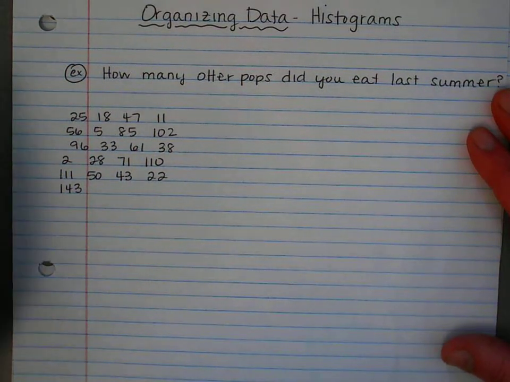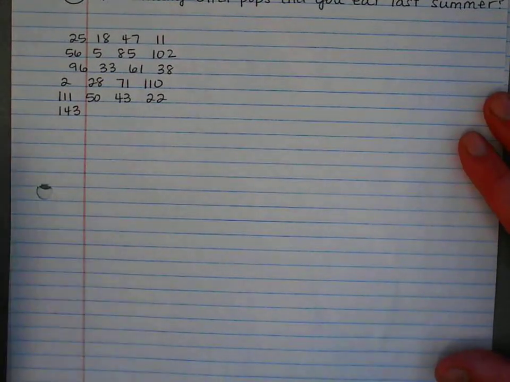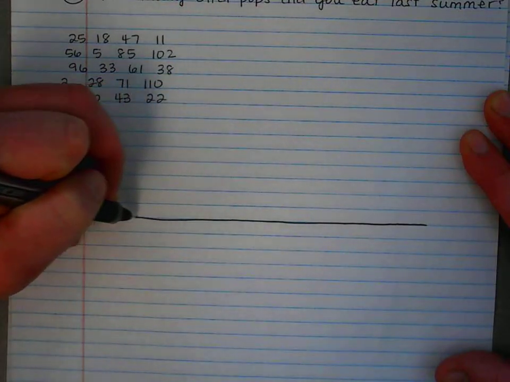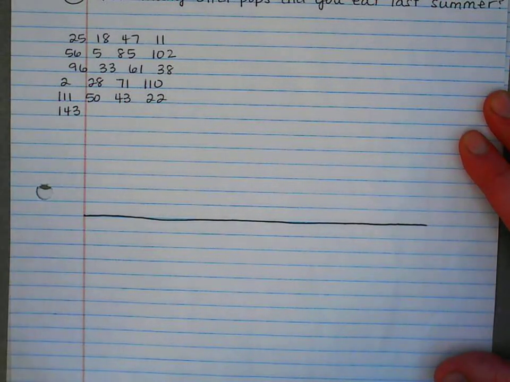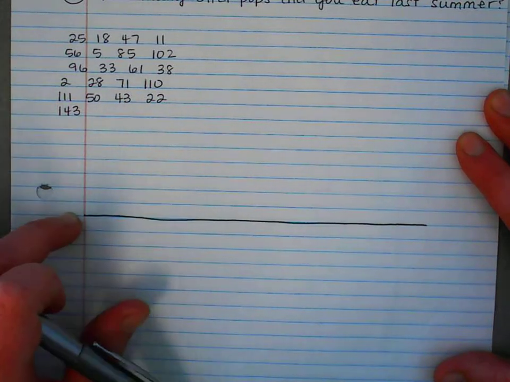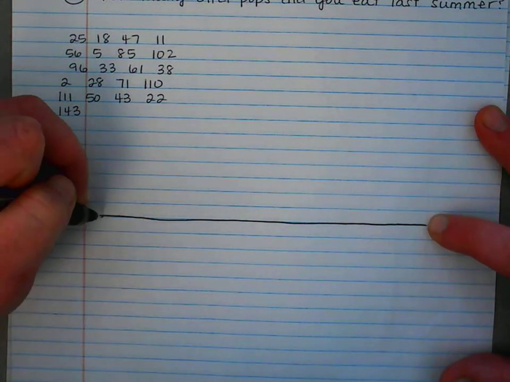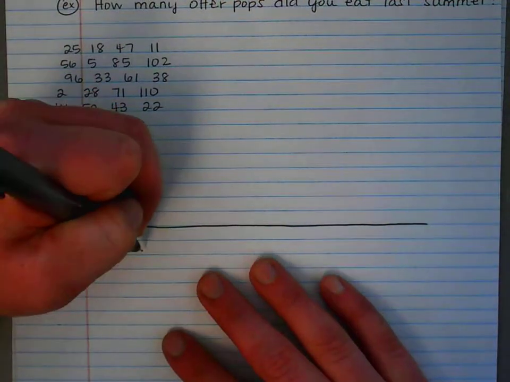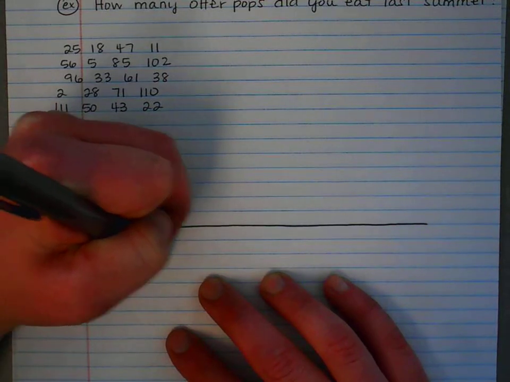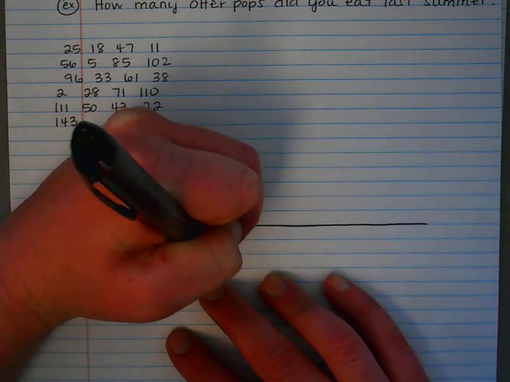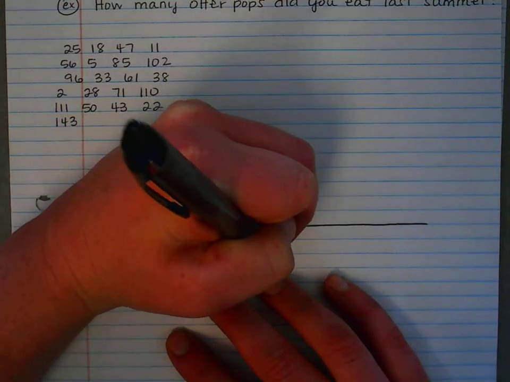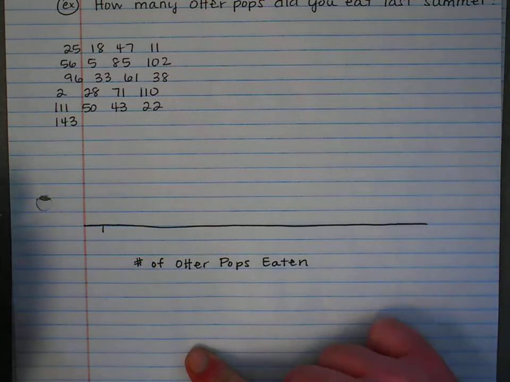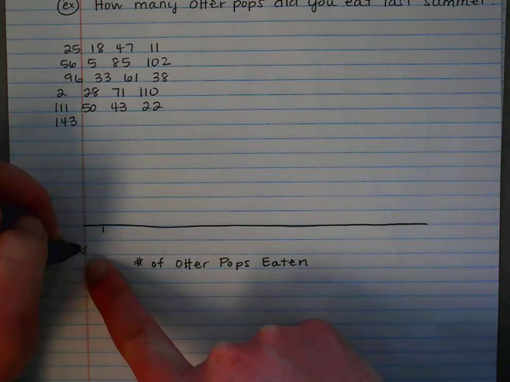So I'm just going to go up a little bit here and I'm going to make a line kind of like a dot plot, but I'm not going to put every single number from 2 to 143. I'm going to start in my first category. I'm going to say these numbers still represent the number of otter pops eaten. So actually let me put that right here. Okay, the number of otter pops eaten. But I'm going to do categories like this. I'm going to go 0 to 20 otter pops.